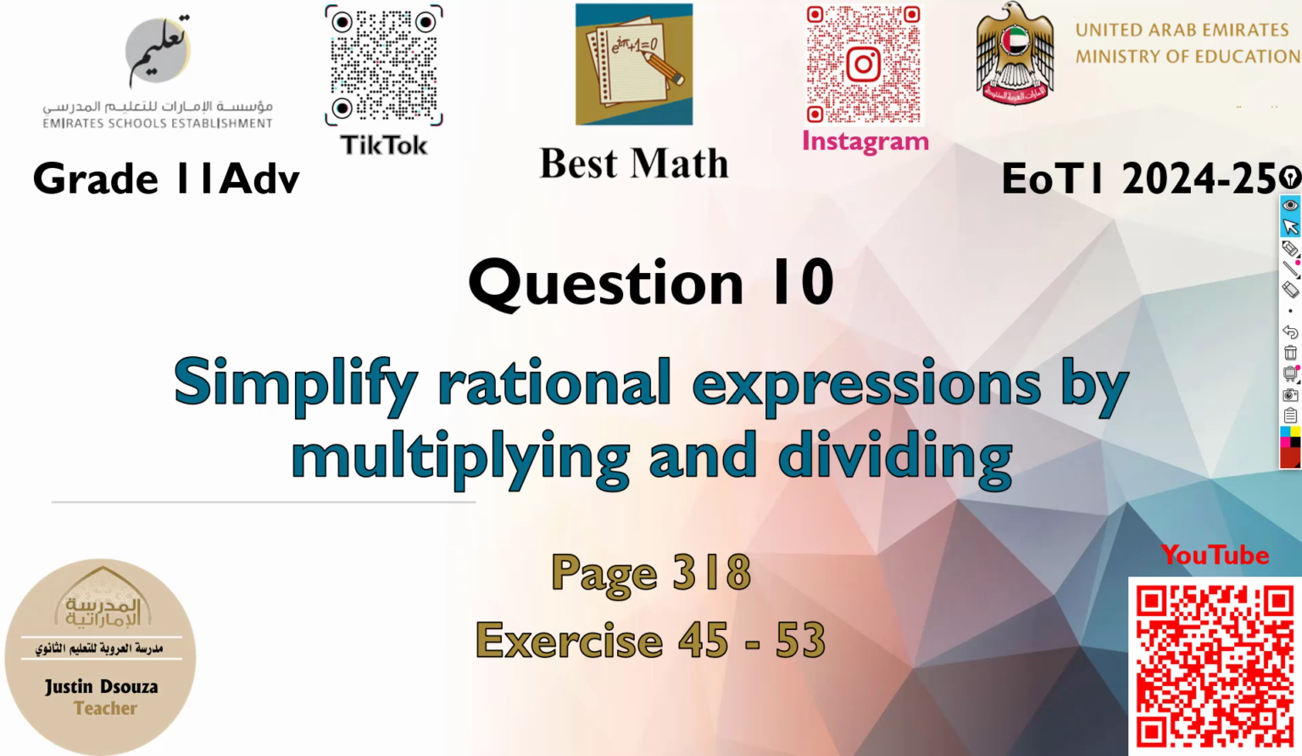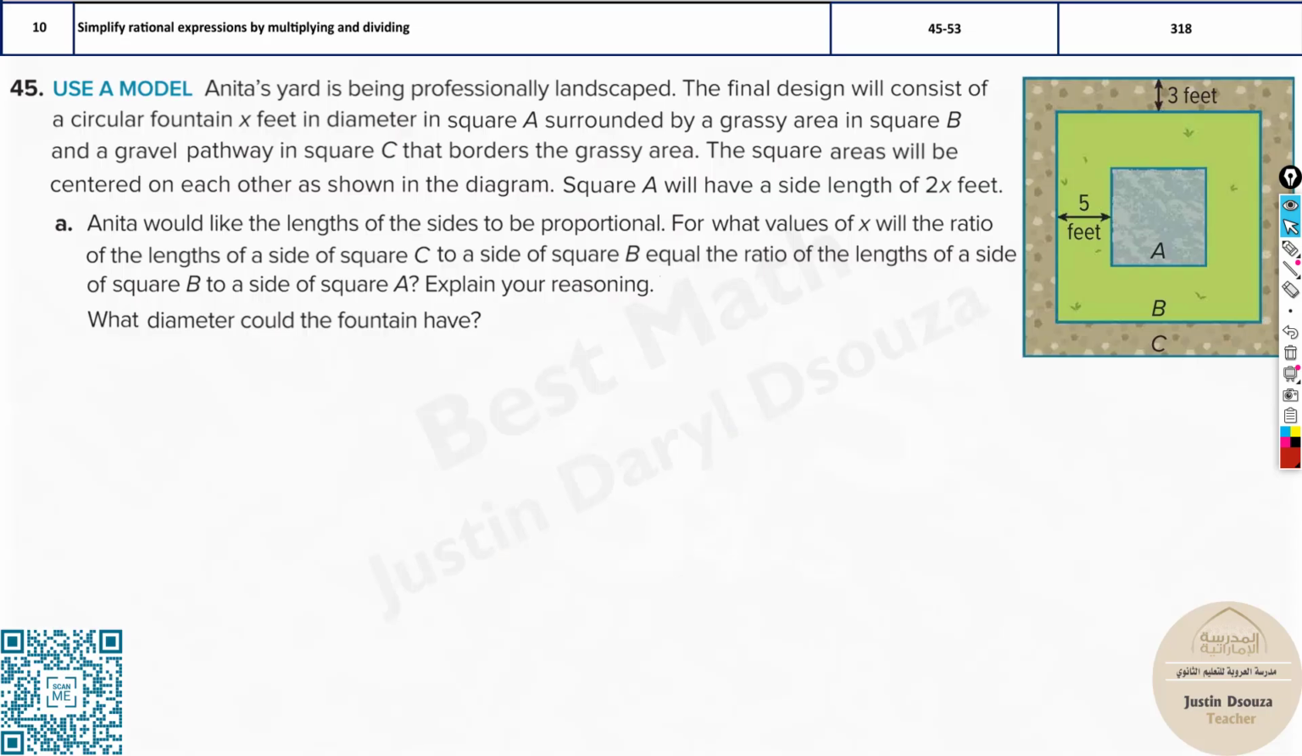Question 10 is practical application problems of multiplying and dividing rational expressions. Here we have a real world problem. Anita's yard is being professionally landscaped. The final design will consist of a circular fountain x feet in diameter in the square A. This is the square A given in the figure, and the circle will have a diameter x.